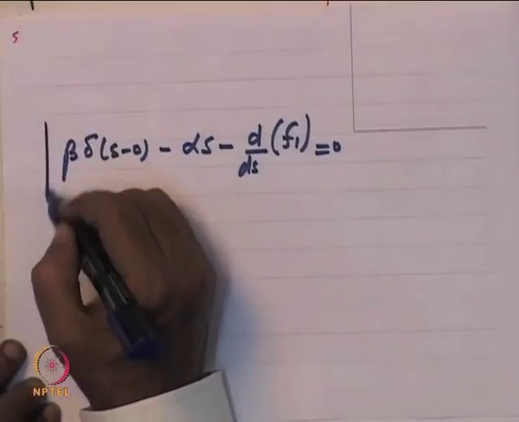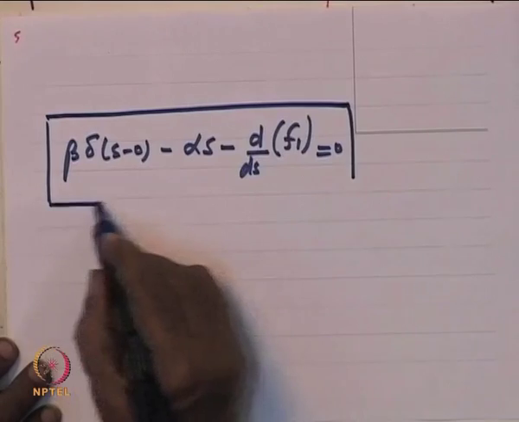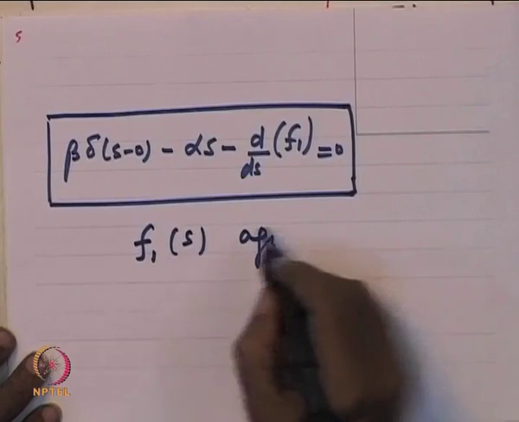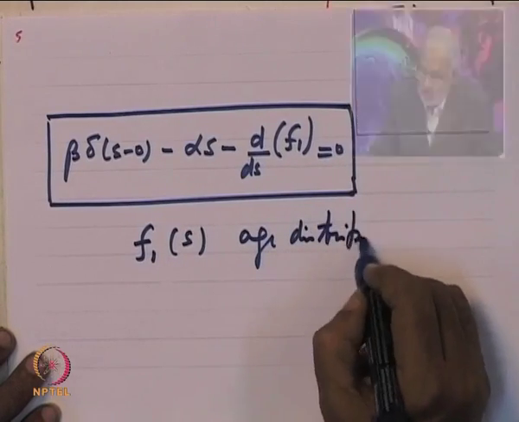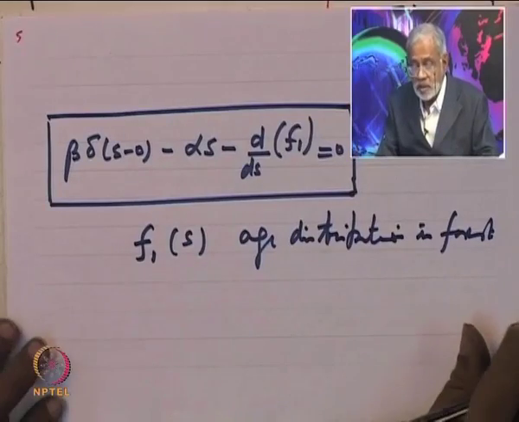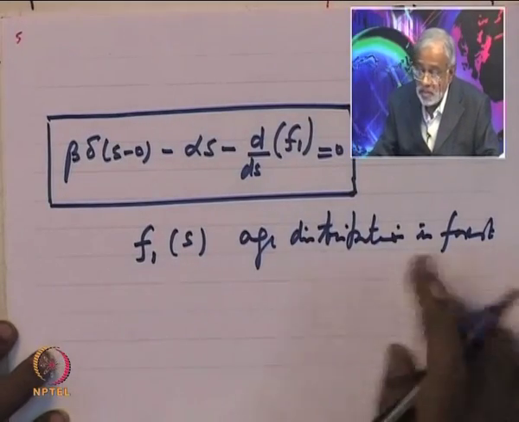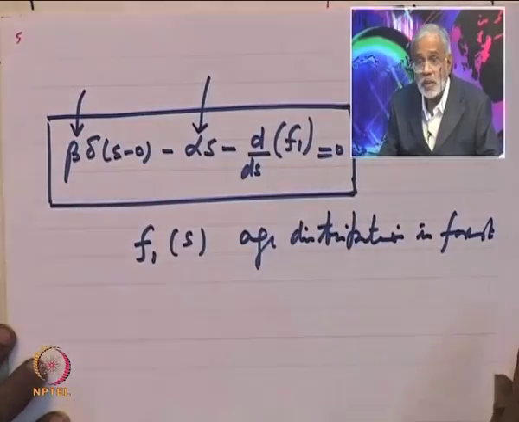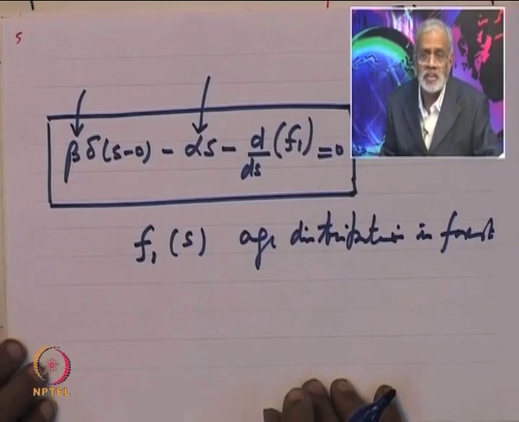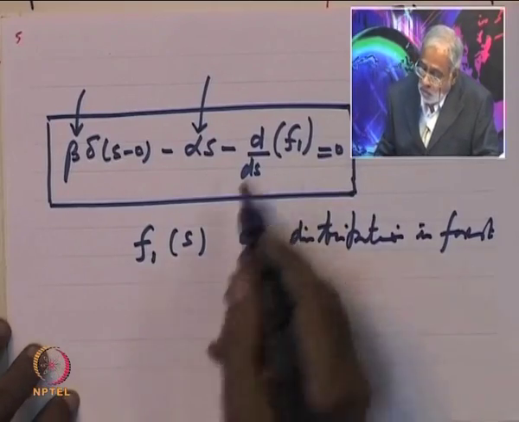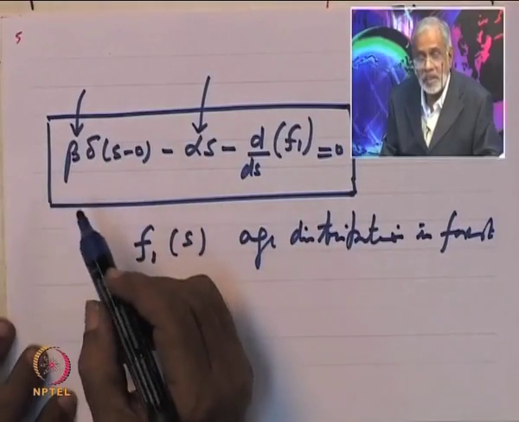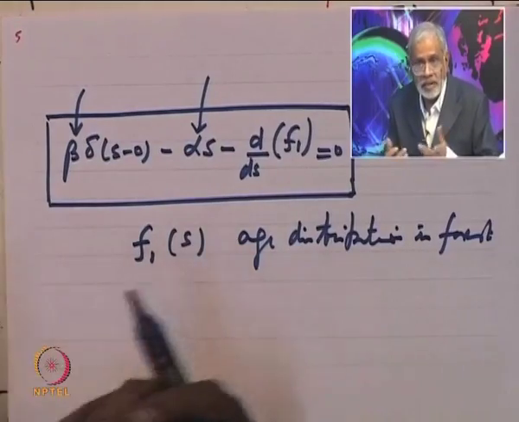This is the equation which will tell us what F1 is. It is the age distribution in the forest, and how this age distribution is affected by beta and alpha. Or in other words, how birth and death processes adjust themselves to keep the age distribution unchanged in a forest. This is what we are trying to say. Now, to solve this equation, we said that we will remove the unbounded term and solve the homogeneous equation, and then to get the constant of integration, we will generate a boundary condition.